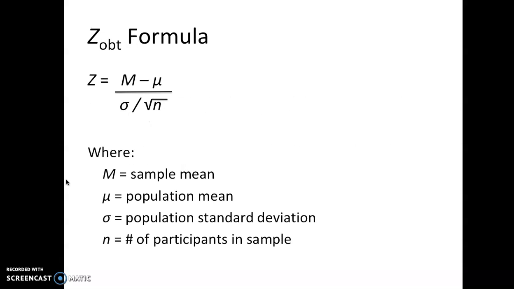To perform a z-test, we're going to first calculate a z-obtained value. To do this, we will take our sample mean, denoted here as a capital M, and subtract our population mean. We will then divide this value by the population standard deviation, which is divided by the square root of n, which, if you will remember, is the number of participants in our sample. You may recall that this denominator value has a special name. It is called standard error, which is the standard deviation of the sampling population.